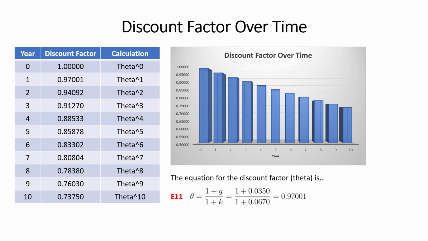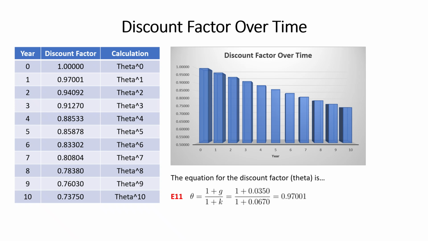So if we put those values in for G and K, then we get a discount factor equal to 0.97001. So again, if we take a look at the table on the left-hand side, we have the years going from 0 to 10. And remember, with a perpetual bond, it actually goes from 0 to infinity. Well, obviously, we can't chart out infinity. But the same thing with the term bond.